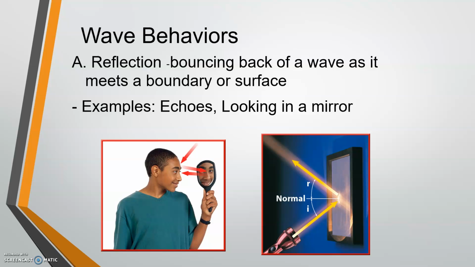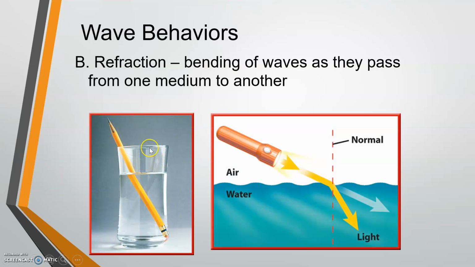So echoes, as you yell through a cave or a valley and you hear your voice echo back at you, that's because the sound waves are bouncing back off of the surfaces, the trees, the buildings. In a mirror, as you can see, your reflection is bouncing off of the mirror.